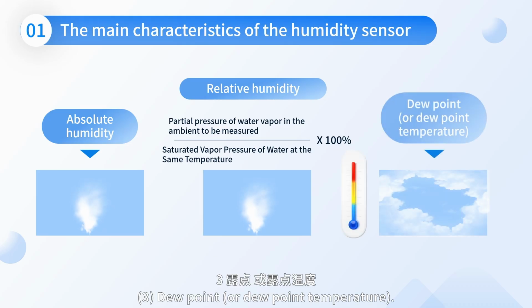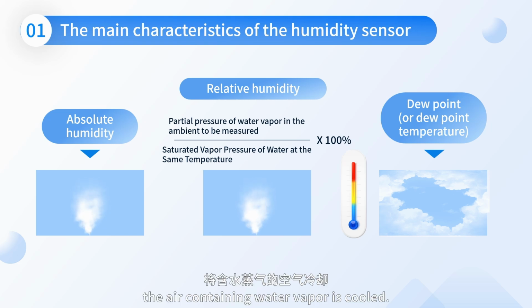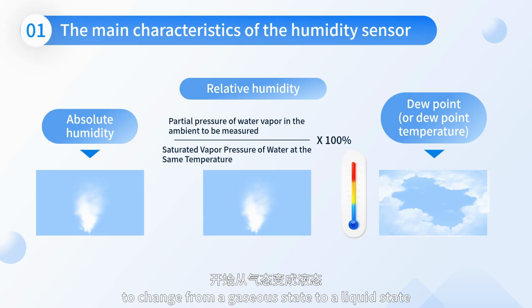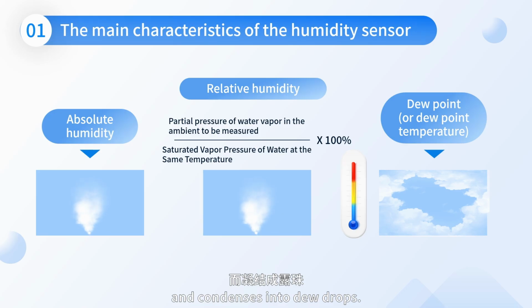3. Dew point or dew point temperature. At a certain atmospheric pressure, the air containing water vapor is cooled. When it drops to a certain temperature, the water vapor in the air reaches a saturated state and begins to change from a gaseous state to a liquid state and condenses into dew drops. This phenomenon is called condensation, and the temperature at this time is called dew point or dew point temperature.